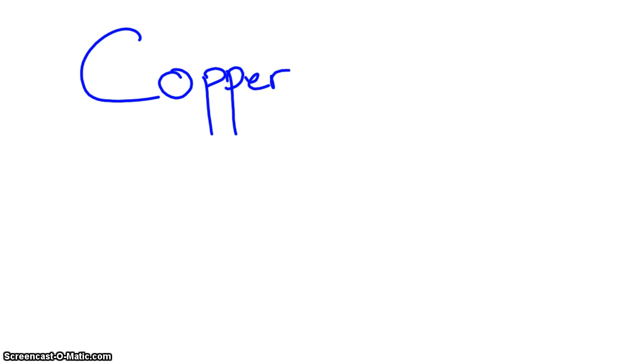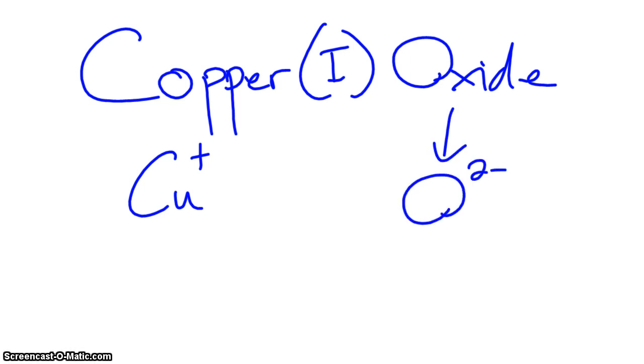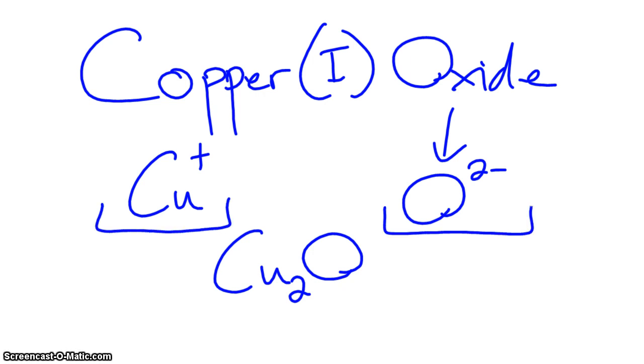Now if you're naming a compound or creating a compound based on a name using a transition metal, because remember the transition metals have variable charges, like copper 1 oxide, well that means that copper, Cu, has a +1 charge. We know that oxygen has a 2 negative charge, so that means if we're going to make this look right together, we need to have 2 coppers for every 1 oxygen. Copper 1 oxide, because copper has a +1 charge, oxygen has a -2 charge.